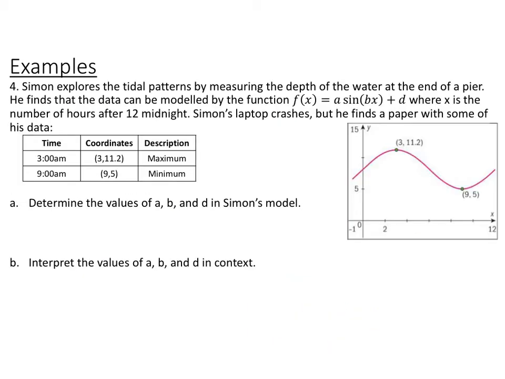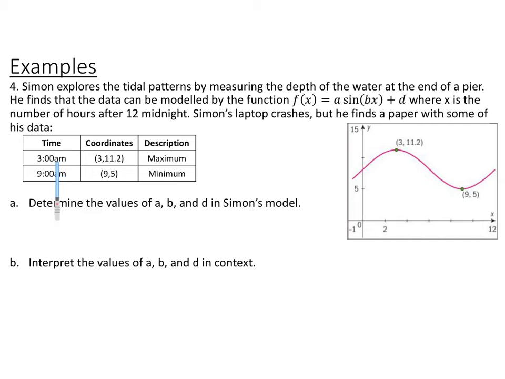This last example says that Simon explores the tidal patterns by measuring the depth of water at the end of a pier. He finds that the data can be modeled by the function f of x is equal to a sine bx plus d, where x is the number of hours after 12 midnight. Simon's laptop crashes, but he finds a piece of paper with his data.